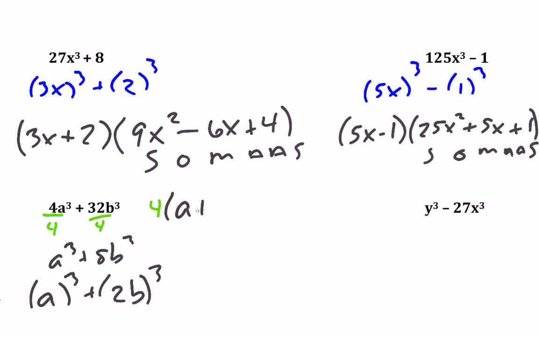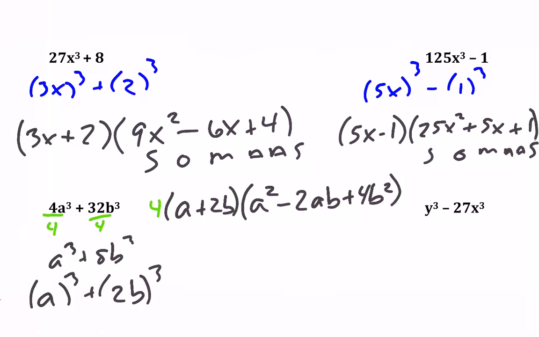Write your binomial, so a plus 2b, times, square your first term, a squared, opposite sign, makes it a minus, multiply terms, so that would be 2ab, always add, and square your second term. The main thing with the squaring is make sure you're also squaring your variable. Most of the time people remember to square the number, but not necessarily the variable.